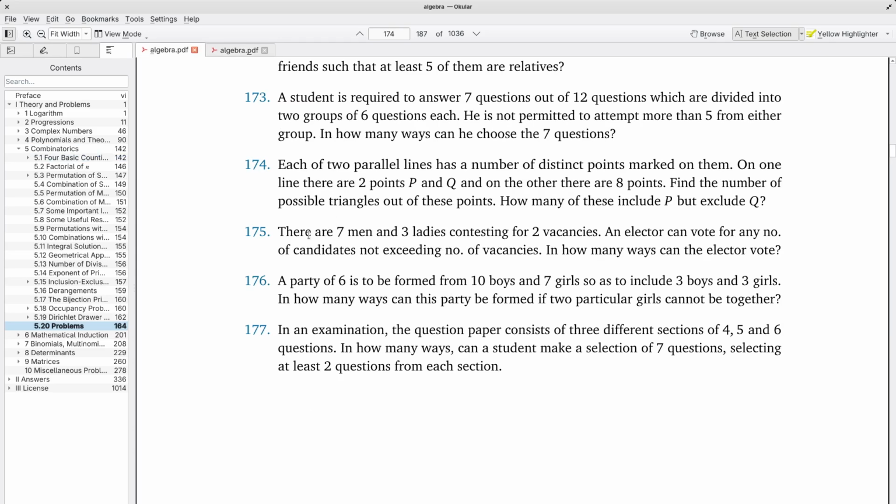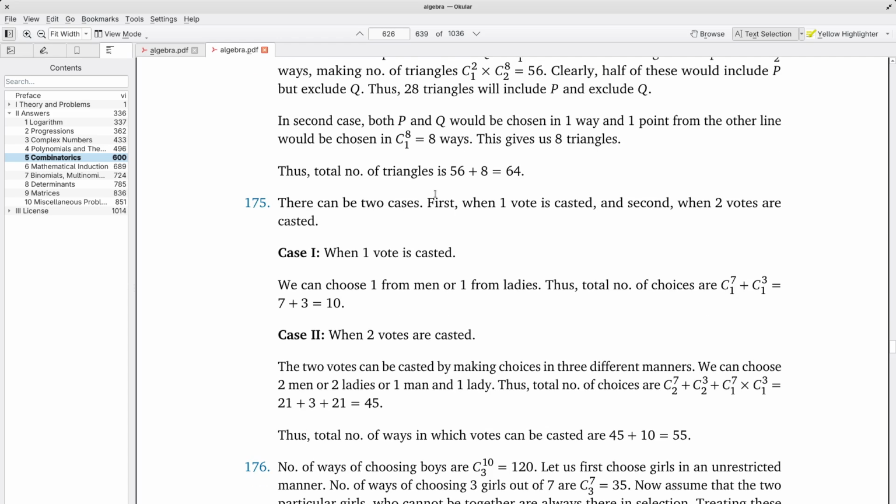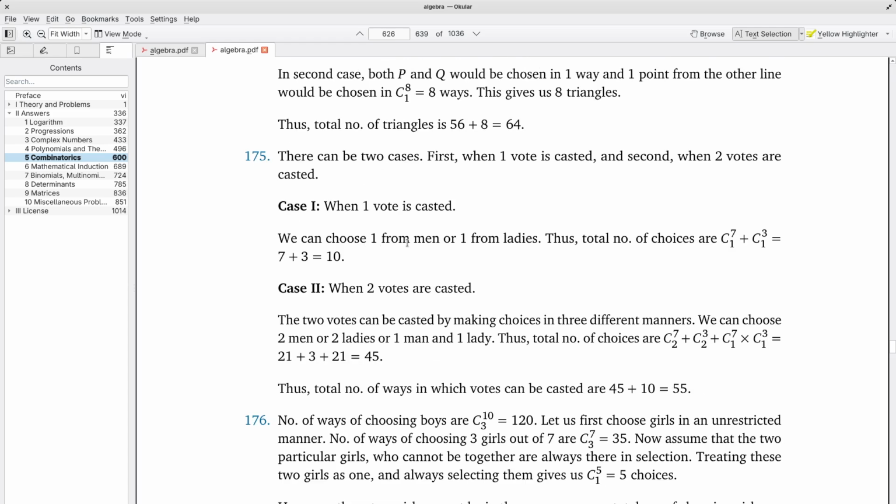Question 175 says that there are 7 men and 3 ladies contesting for 2 vacancies. An elector can vote for any number of candidates not exceeding the number of vacancies. In how many ways can the elector vote? So there are 2 cases, when 1 vote is cast and second when 2 votes are cast. When 1 vote is cast, they can choose one from men or one from ladies. So the number of choices is 7C1 plus 3C1, that is 7 plus 3, 10.